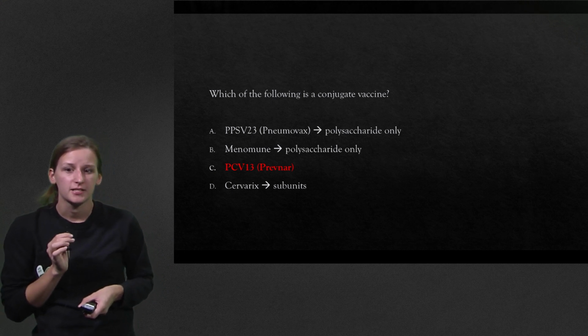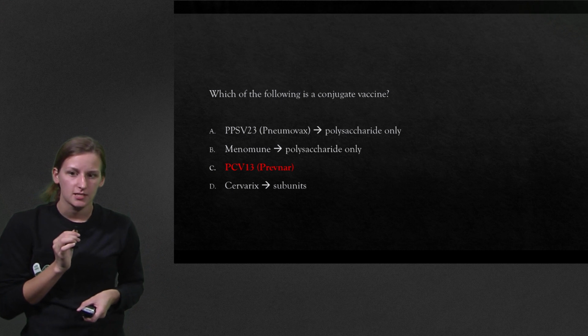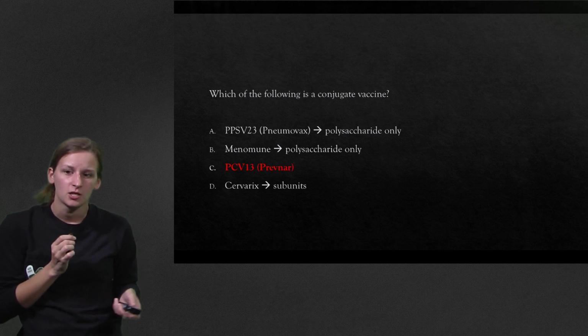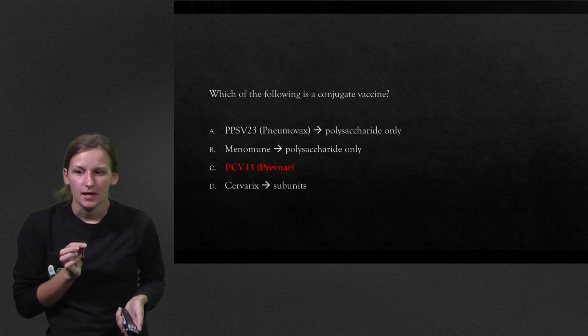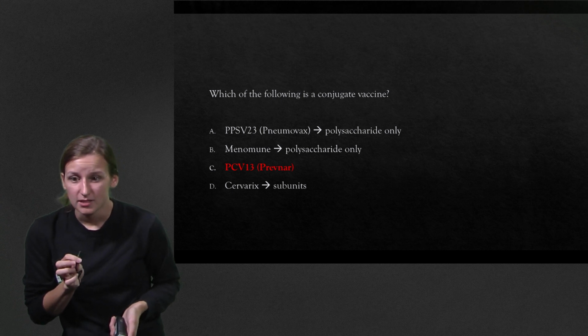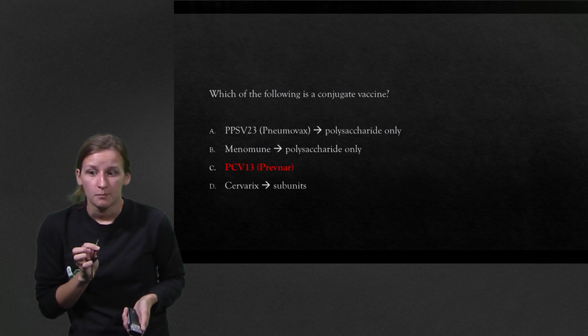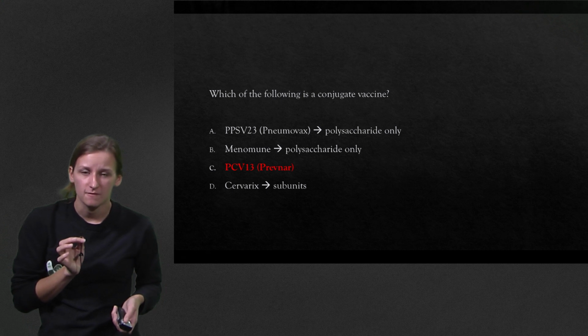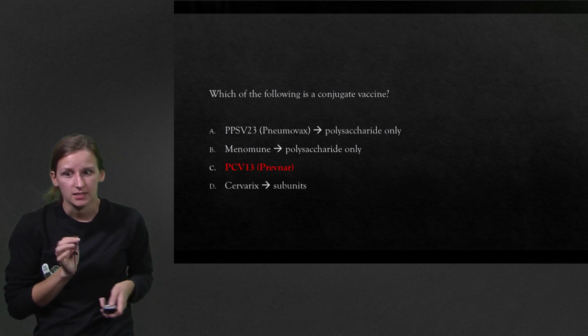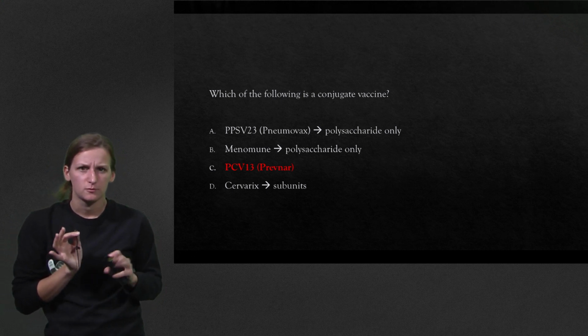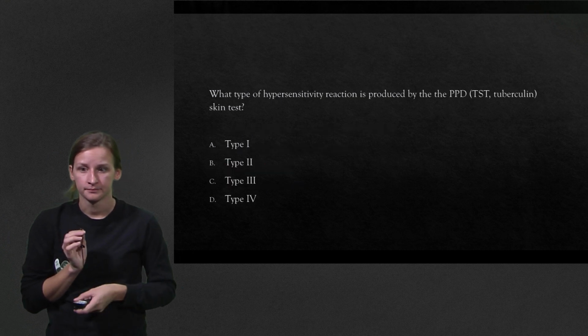All right, so Prevnar is going to be the conjugate in this case. The other ones are either polysaccharide, or Cervarix is a subunit. The other conjugates were HIB, and then Menactra and Menveo are the conjugate meningitis vaccines. So know the difference between polysaccharide and conjugate.